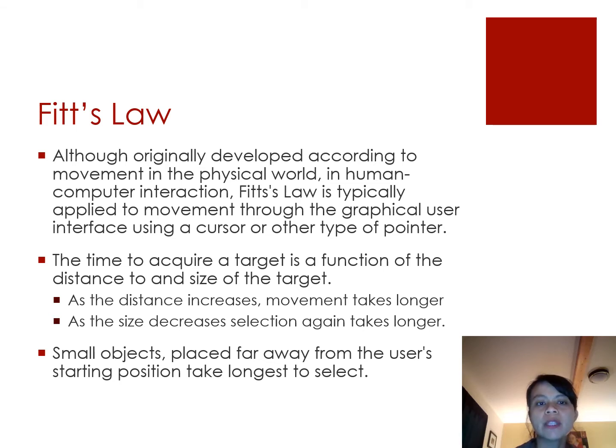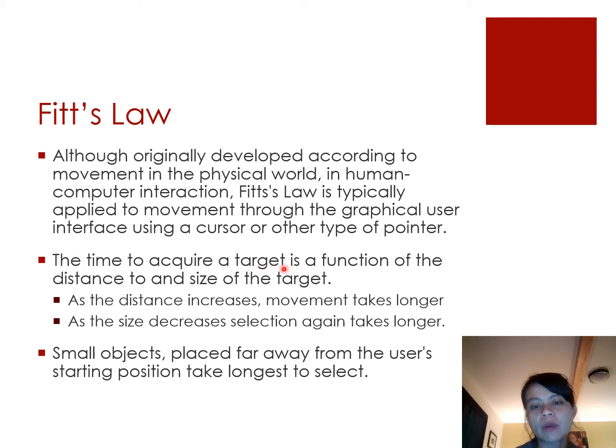Okay, so Fitts' Law here was originally developed according to the movement in the physical world. However, in human-computer interaction, Fitts' Law is typically applied to movement through the graphical user interface using a cursor or some other type of pointer, even tapping with your finger. So what Fitts' Law has to do with it is the time used to acquire a target is a function of the distance to and the size of the target. So that's quite a mouthful. What does that actually mean?